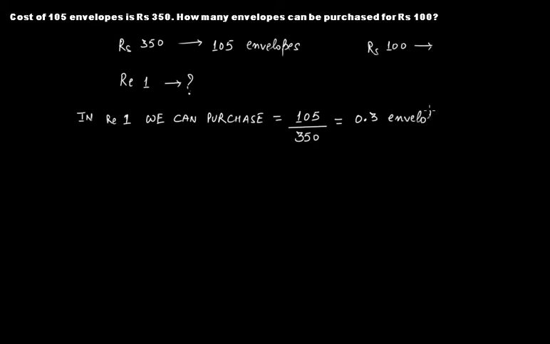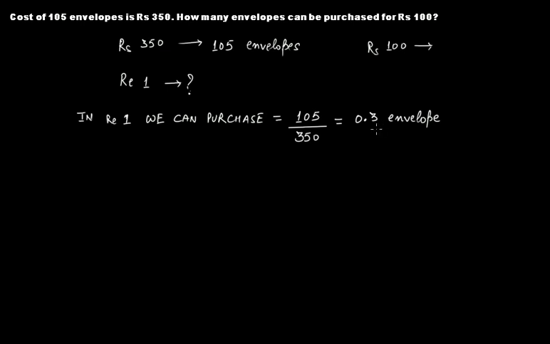0.3 envelope. Now if you're scratching your head and asking what's that? This is 0.3, it's not even 1. So it means that it's less than 1. And what does that mean actually? That we don't even have a single envelope? Well, don't worry. We have to deal with such situations or such values in mathematics. So in rupee 1 you can purchase 0.3 envelope.